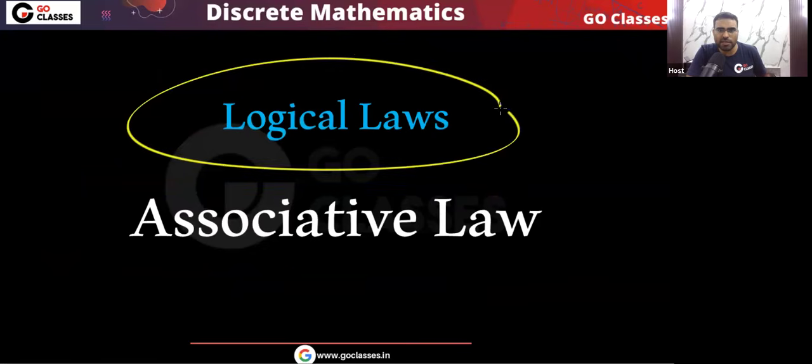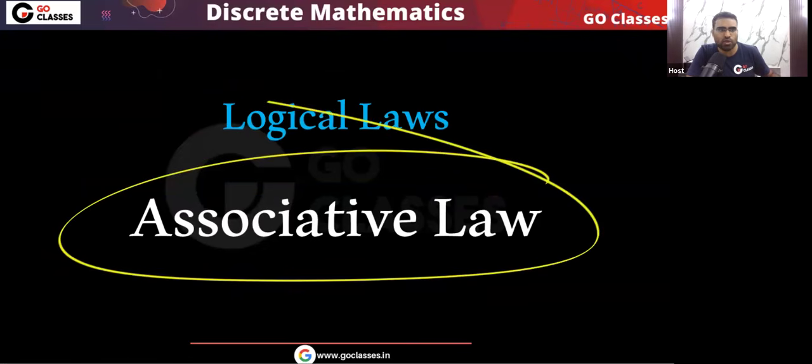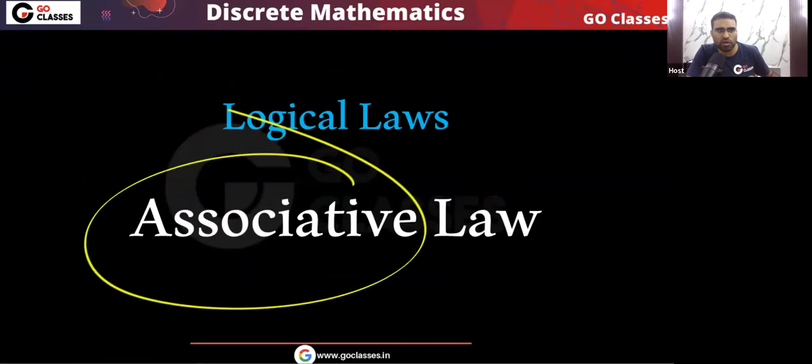Now let's see the next law, that is the associative law. What is the definition of associative law? First, let me tell you the general definition. When do you say that some operation is associative? The definition is actually very simple. If you have some operation hash, you can take any operation.